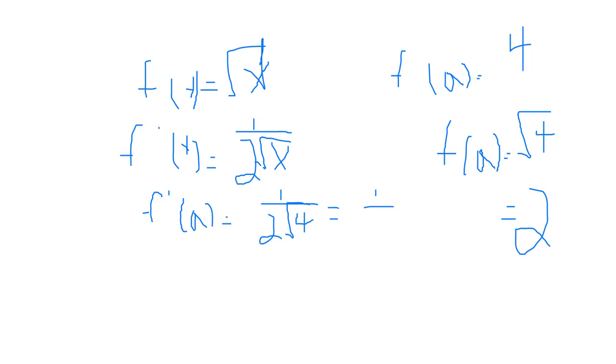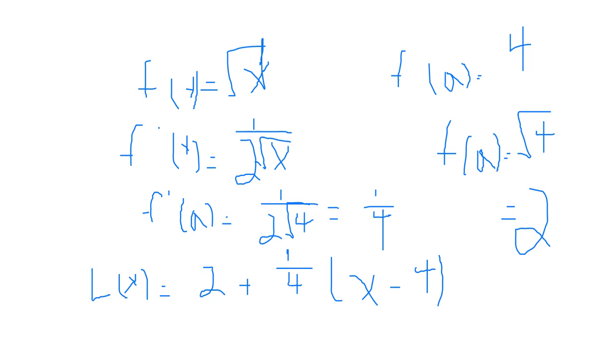And this gives us 1 over 4, which gives the linearization L of x equal to 2 plus 1 over 4 times (x minus 4), which simplifies further to 1/4 x plus 1.